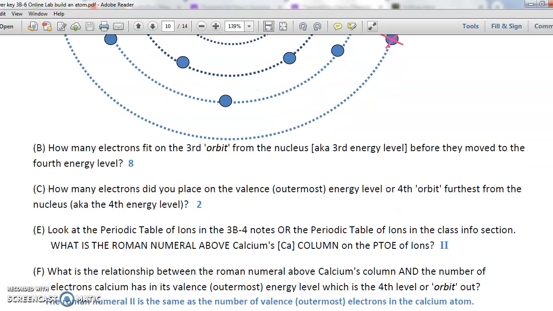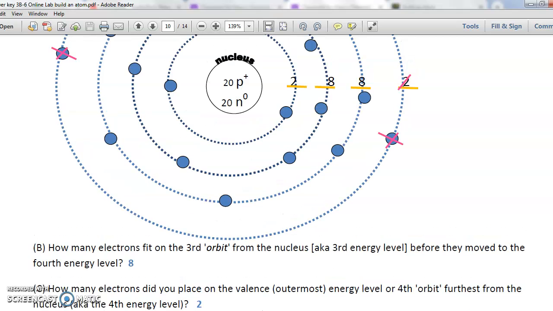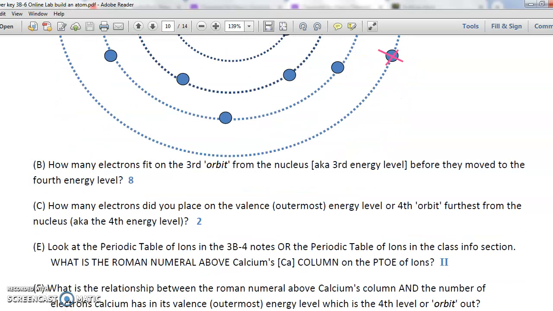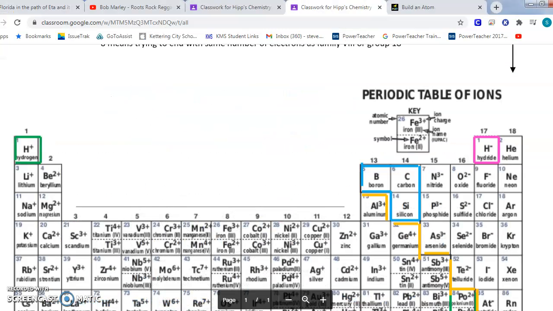How many electrons did we end up with on the third level? 8. Slang for third level is third orbit. How many did we have on the fourth level? 2. Now it's saying, what is the Roman numeral above calcium?